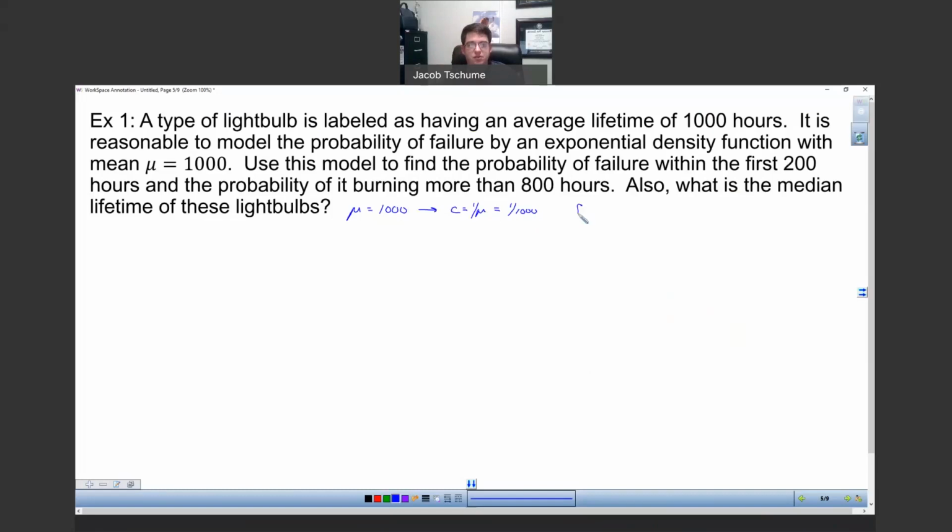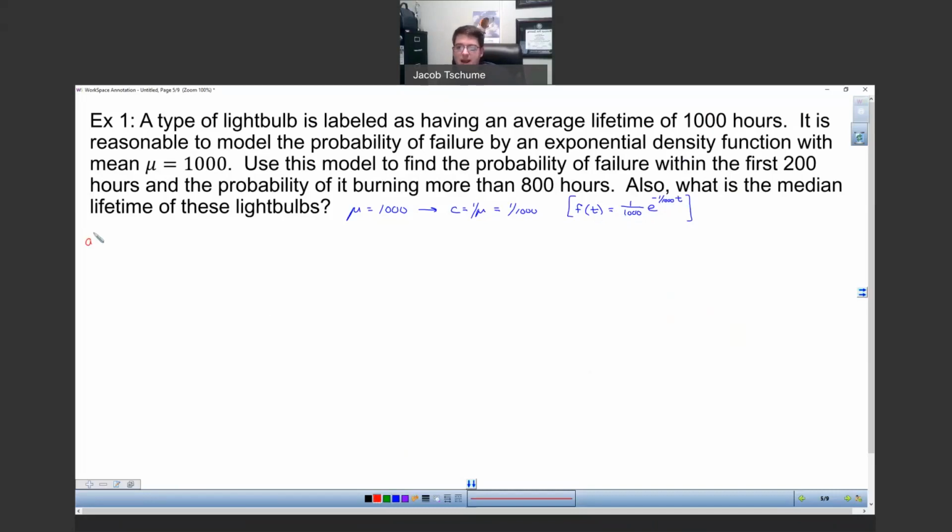That then allows us to express our exponential density function, remember, is equal to your c value, which is 1 over 1,000, times e to the negative ct. So this would be negative 1 over 1,000 times t. This is the function we're going to use to solve all 3 parts of this question.